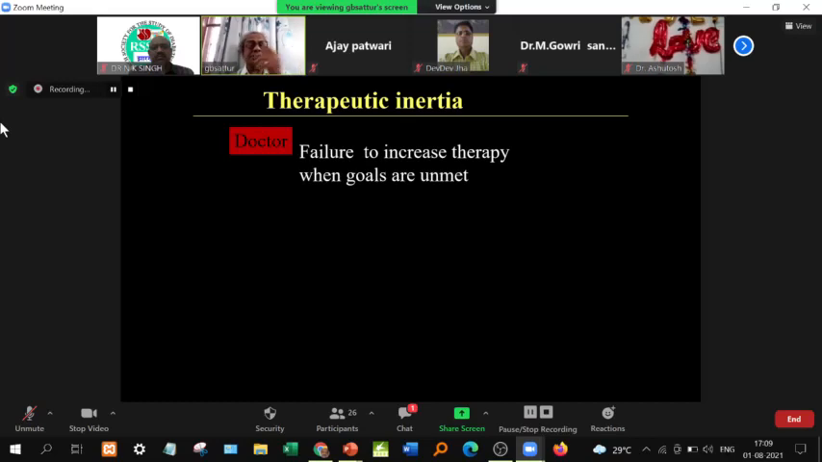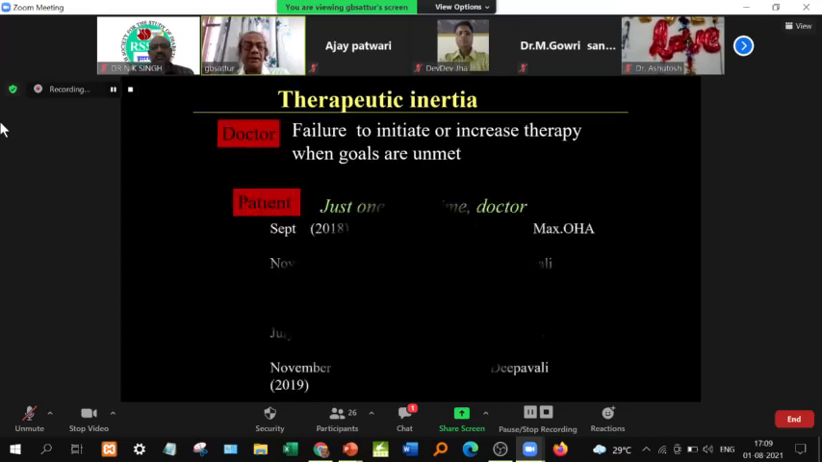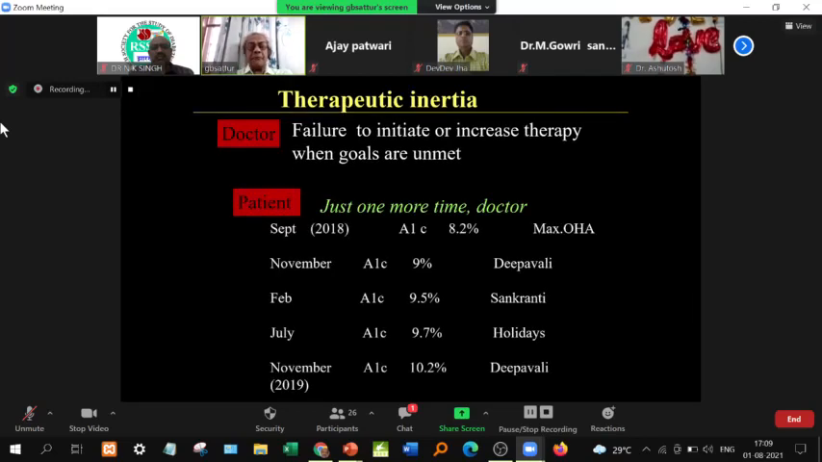Now, this is from my real patient. It is not just that doctors are always at a point of therapeutic inertia, failing to increase the therapy when goals are unmet; it is the patient as well. This is a real patient. I had one lady who was around 55 years, coming from a very rich family, and she was on almost maximum OHAs, around 3 drugs, in 2018. SGLT2 wasn't very popular then. Her HbA1c was 8.2. I said, ma'am, I'm not happy. You have to go on insulin.